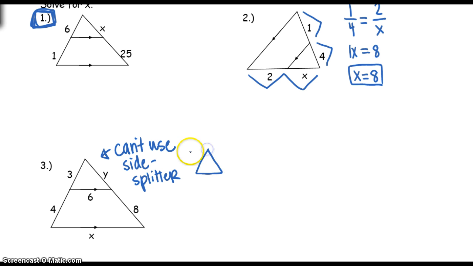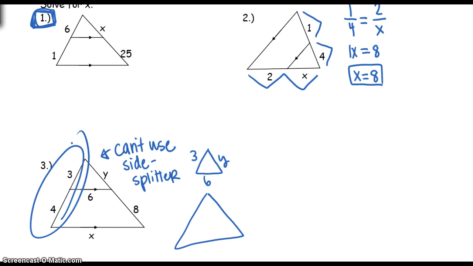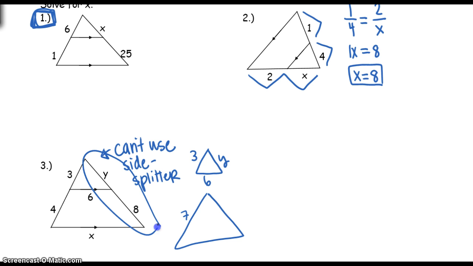So here's our small triangle, 3, 6, and y. And then we have our larger triangle. Over here, this side length is 3 and 4. So 3 plus 4 is going to give us 7. And over here, this side length is y and 8. So just like we added 3 and 4 on the left side, we're going to add our y and 8 on this side. And then don't forget your x here on the bottom. Okay, now that we have this, we can set up our proportions.